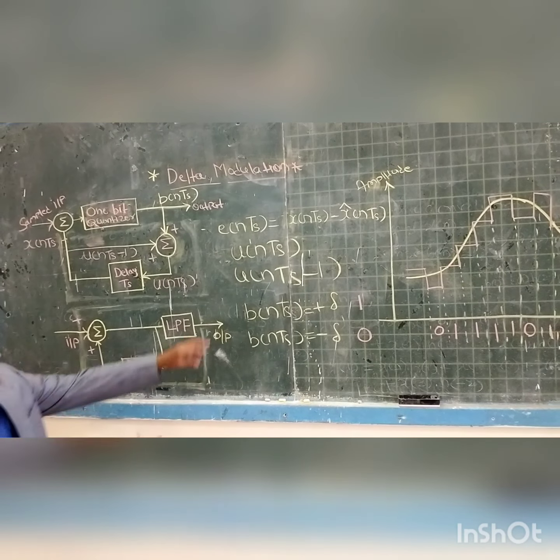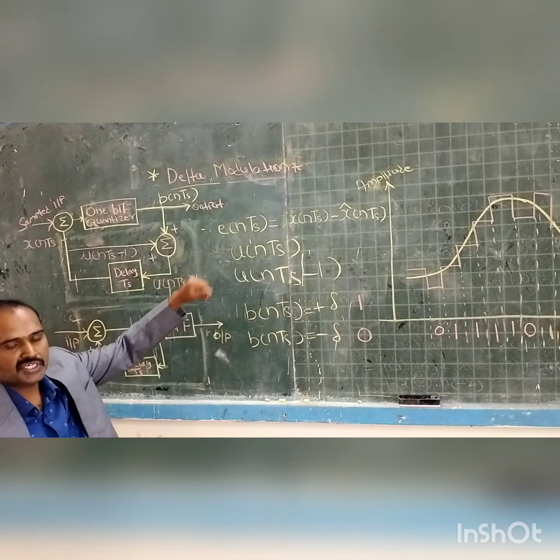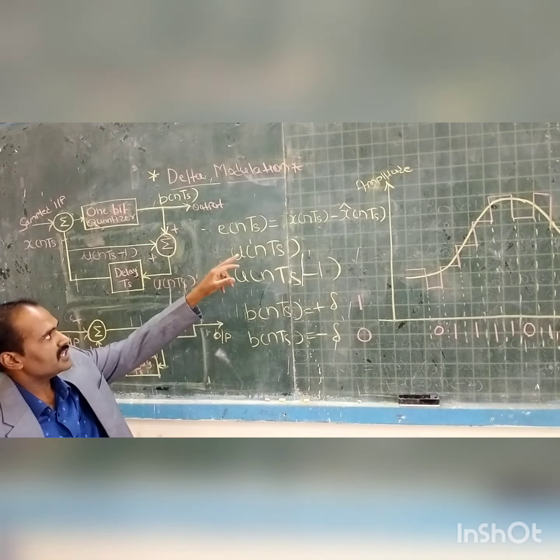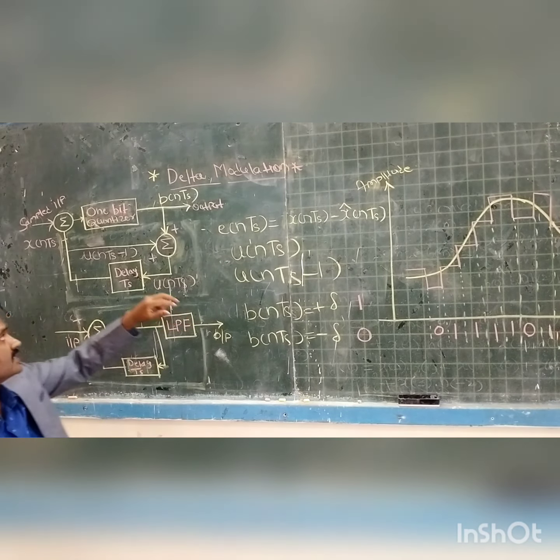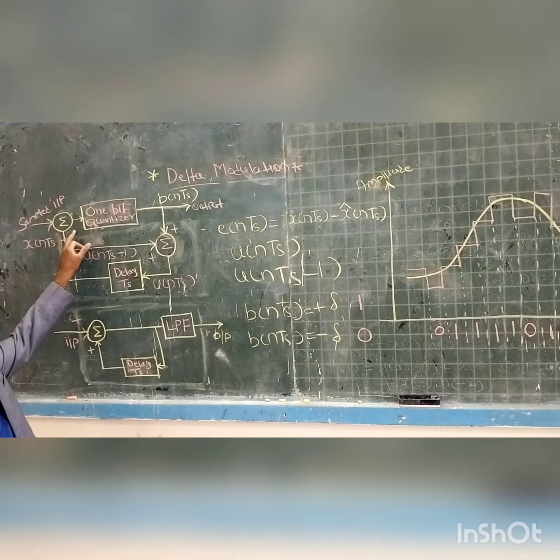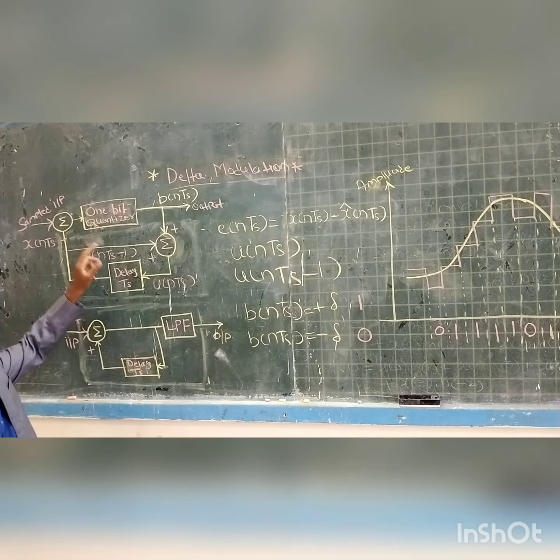Basically, as you can see, the first statement written on the board is e of nTs. e of nTs is nothing but the output of this adder. How is that e of nTs being generated?